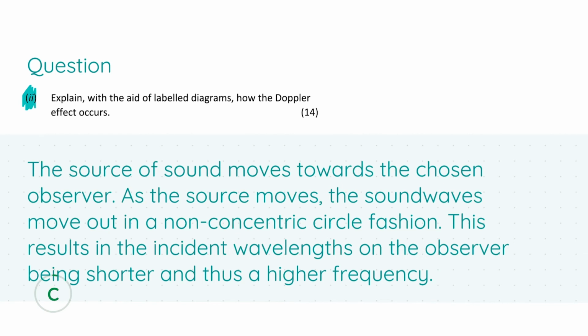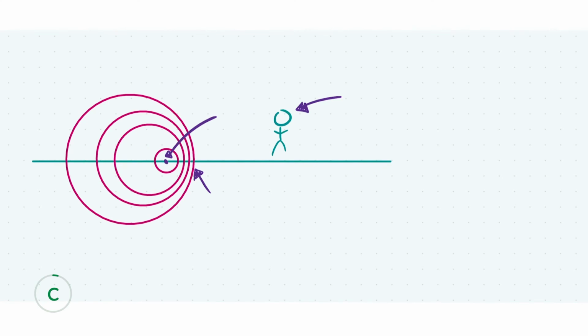In part 2, we were asked to explain with the aid of a labeled diagram how the Doppler effect occurs. In this case, it's also a definition, but you need to have that labeled diagram, and as always, make sure you don't forget the labels, because sometimes, I know I did. So here is my rather crudely drawn diagram. It doesn't have to be a work of art, and I'm going to fill in the labels as we go through it.